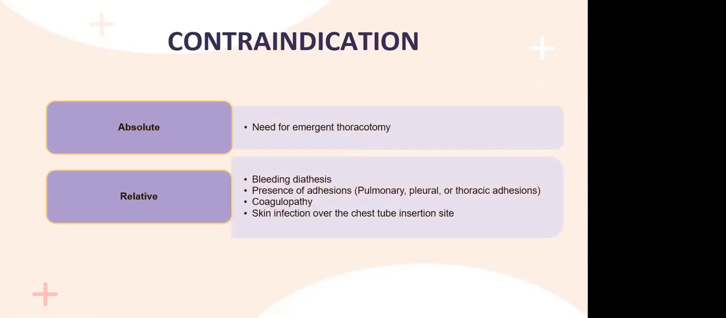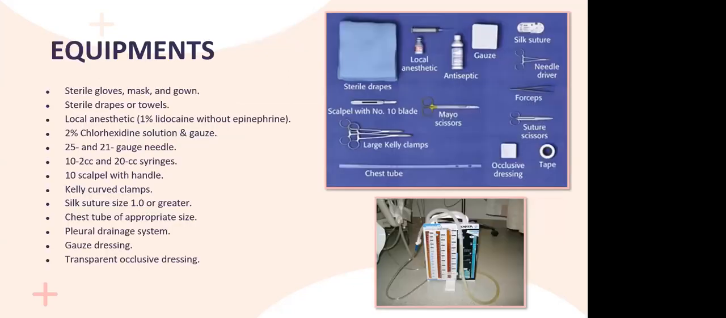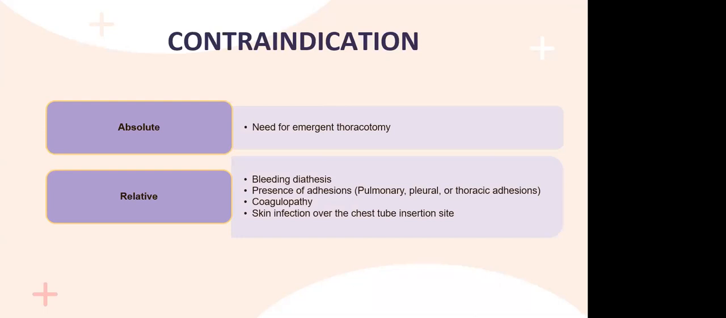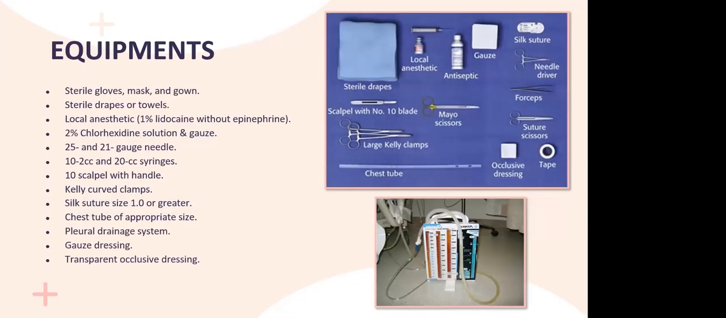Okay, these are the contraindications of chest drainage. We can divide them into two, absolute and relative. The need for thoracotomy is an absolute contraindication for chest drainage. The relative contraindications include bleeding diathesis, which is a condition whereby a patient has a tendency to bleed or bruise easily. For example, if the patient is on anticoagulant therapy. The second one is the presence of adhesion, skin infection over the chest tube site. Okay, next.